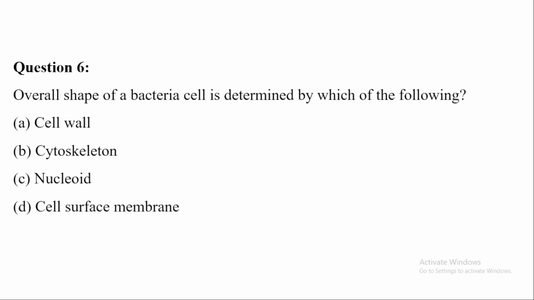So the cell wall determines the shape of the bacteria, the structure of the bacteria, whether it is going to be round, spherical, rod shaped, whatever it is. So how does the cell wall determine the shape of a bacteria? Let's see.